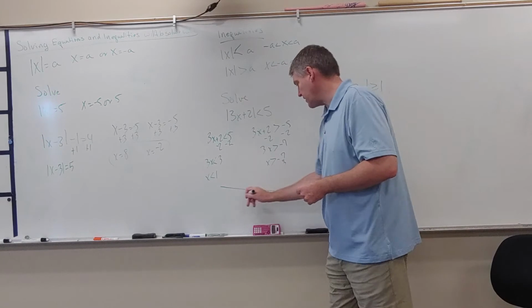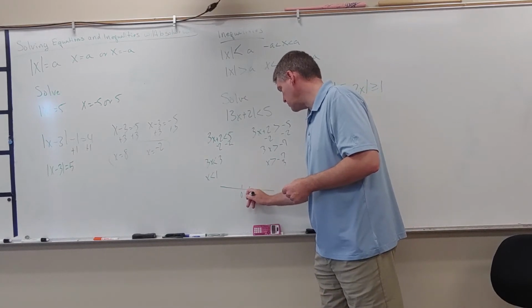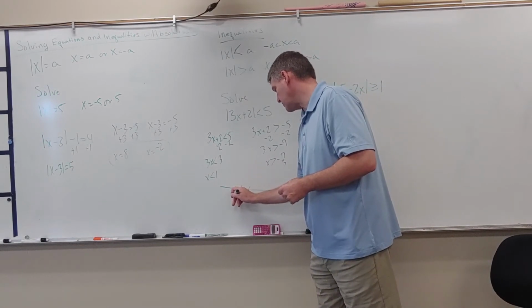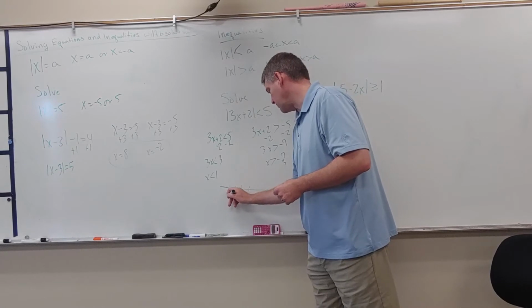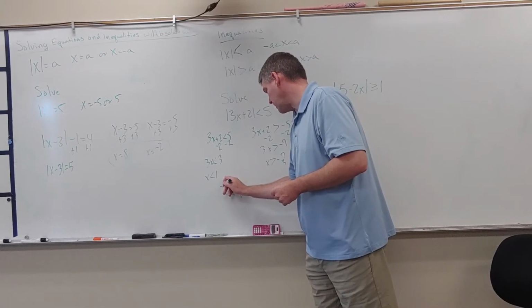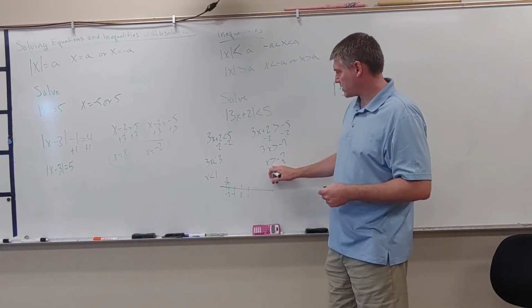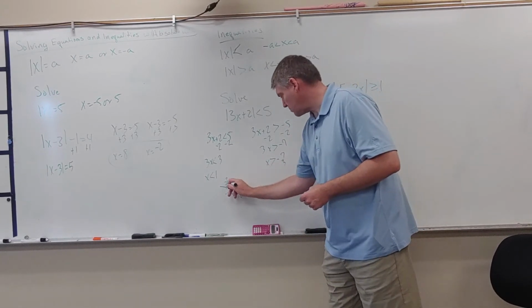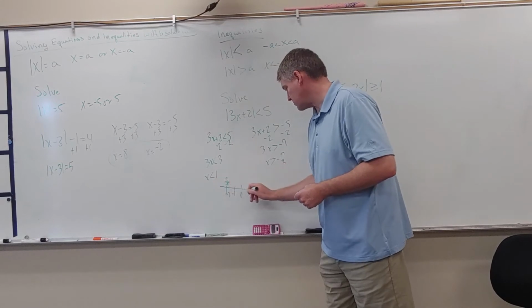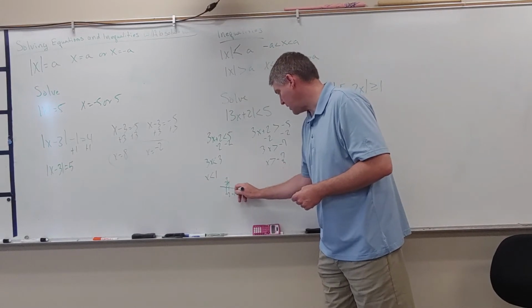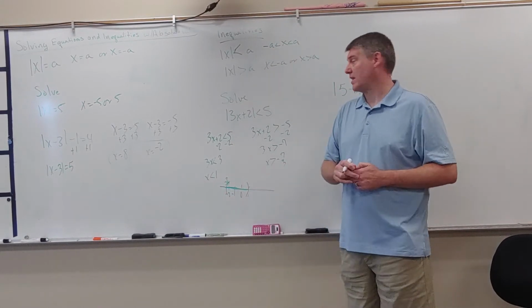When I graph this, here's 0, here's 1, here's negative 1, negative 2, and here is negative 7/3. Okay, so this is strictly greater than, so I'm going to put a parenthesis. This is strictly less than, I'm going to put a parenthesis at 1, and then it's everything in between there.